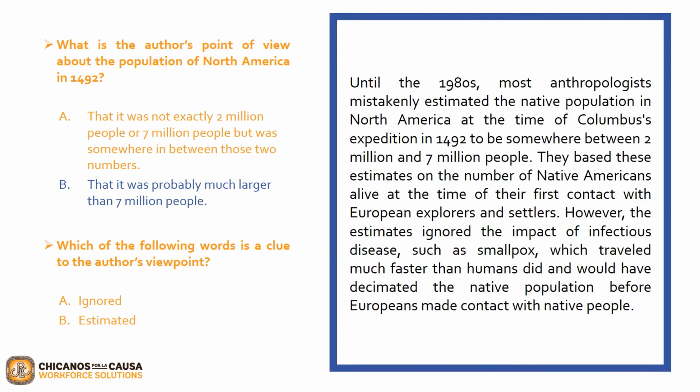Question 2 asks, which of the following words is a clue to the author's viewpoint? Our options are A, ignored, B, estimated. If you chose A, ding ding ding ding, you are correct. You have won $1 million. Just kidding. The author states the anthropologists ignored the impact of deadly diseases which travel faster than humans.